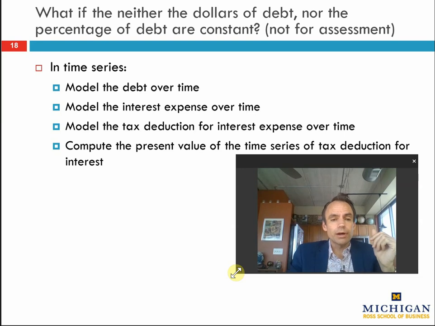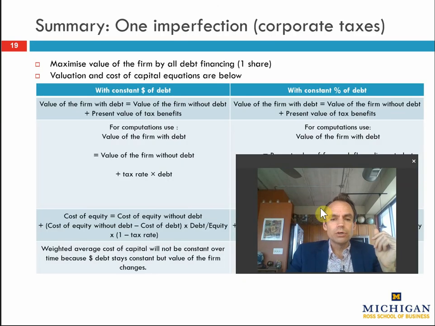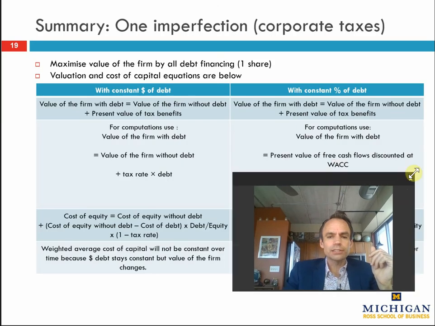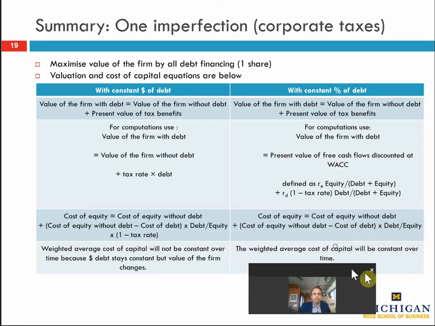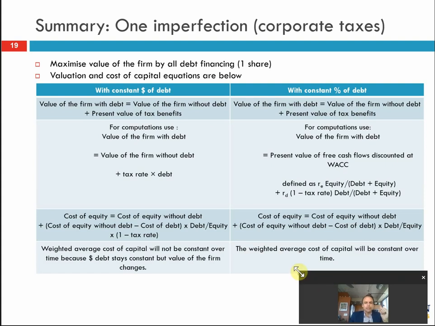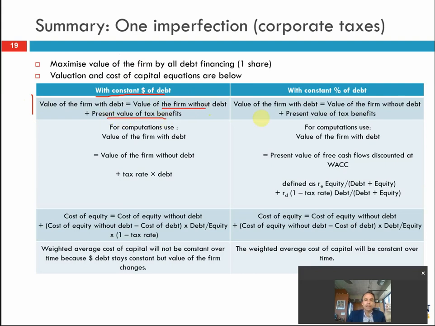So to summarise, if we had one market imperfection, which is just having corporate taxes in our analysis, and everything else is a perfect capital market, here is our situation. With constant dollar amounts of debt, like $20 billion, we have the value of the firm with debt is equal to the value of the firm without debt plus the present value of tax benefits. That was the same if you had a constant percentage of debt. That's our general equation that always holds.